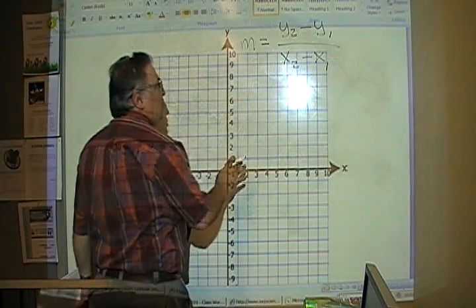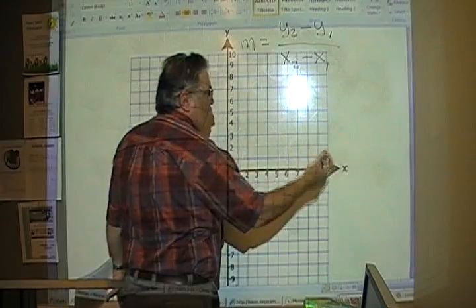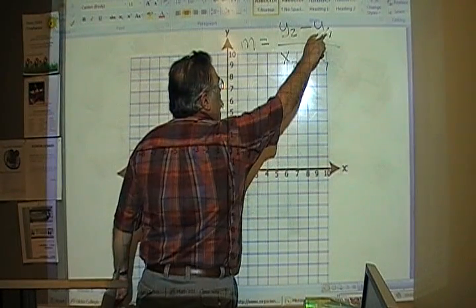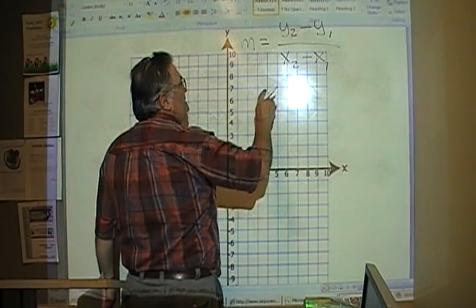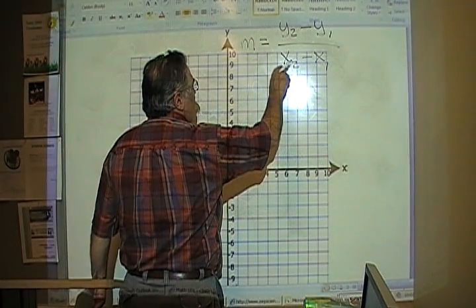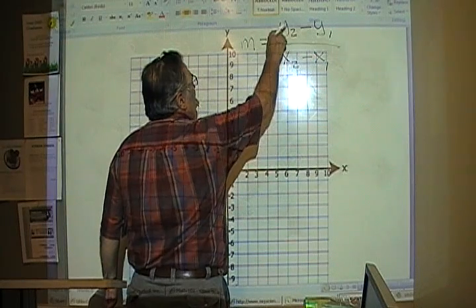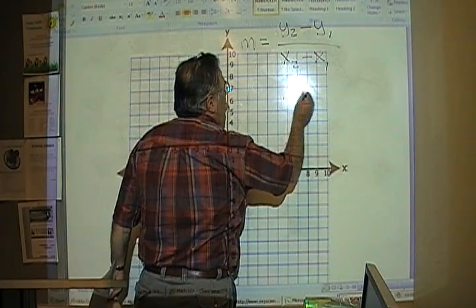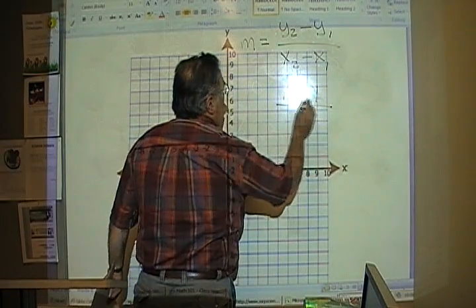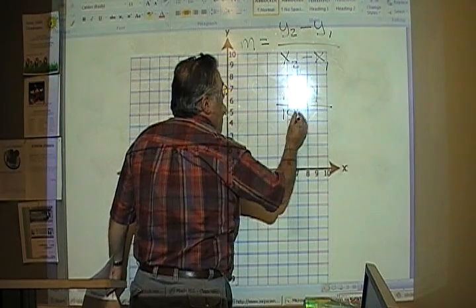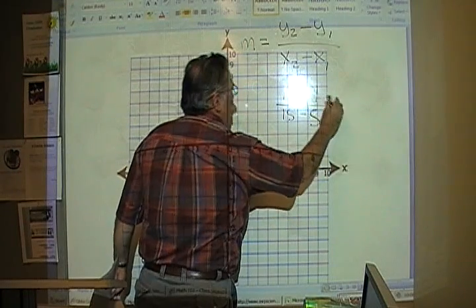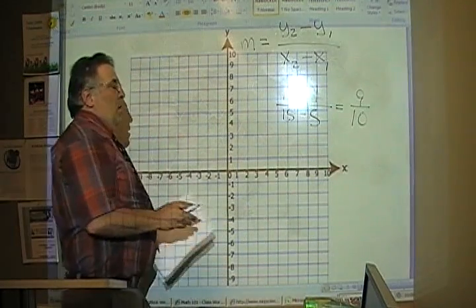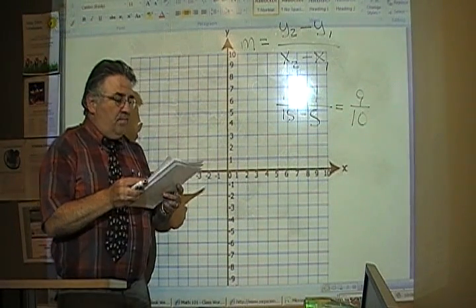So like that first point, x was 5, y was 1. So then we would put 5 here and 1 there. And then the second point, x was 15, and y was 10. So then we would have 10 minus 1 over 15 minus 5. 10 minus 1 is 9, 15 minus 5 is 10. And that's shown in the notes.